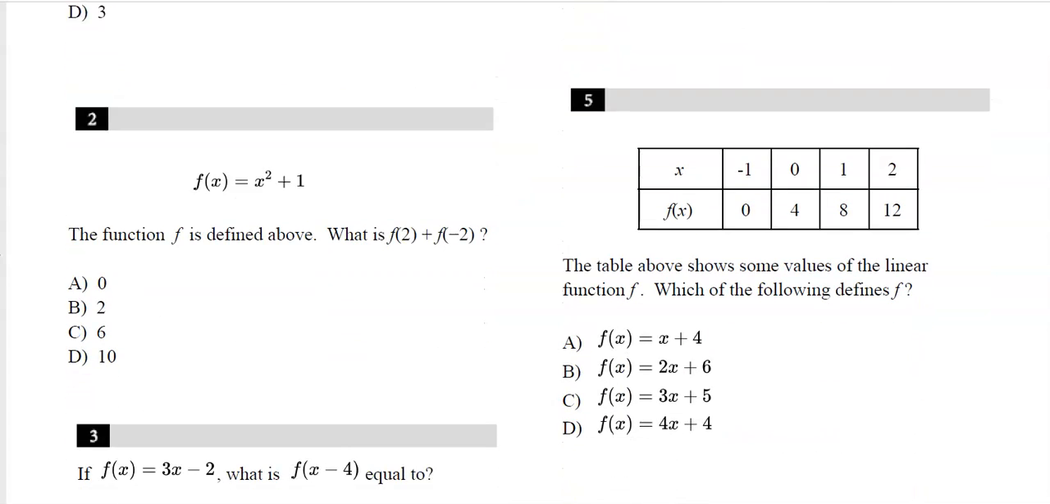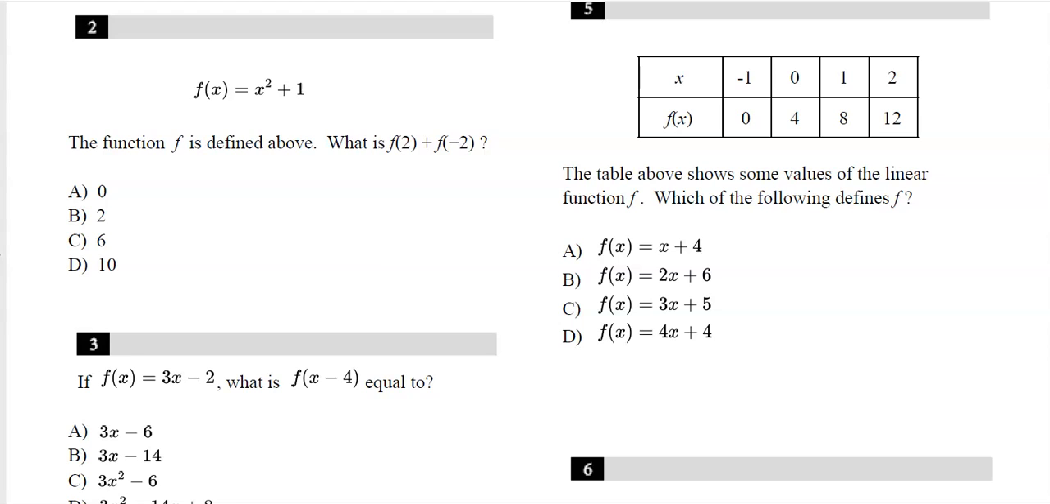All right, moving right along, number 2. Very similar idea. The SAT just words this one a little bit weird. So I'm going to look at this as just like number 1. We got to do the f of 2, so we got to plug 2 in. Then we're actually going to have to plug negative 2 in. And then once we get those two answers, we need to add them together. So it's kind of like a double here. So let's just crank this out.